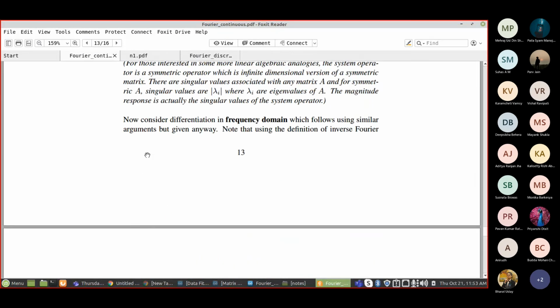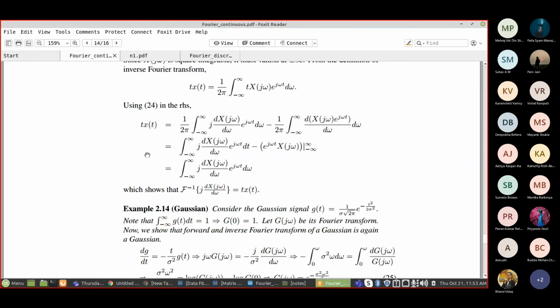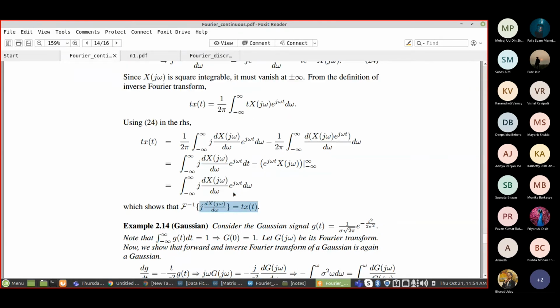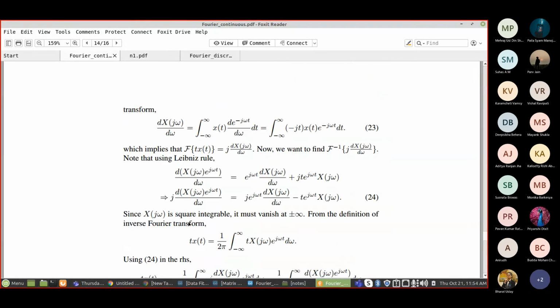So differentiation in time domain leads to multiplication in the frequency domain. This is our property. You can take this j to the other side also. We saw that differentiation in time domain gives you a j omega factor in the frequency domain, and likewise differentiation in frequency domain gives us a minus j times t factor in the time domain. These two properties we are going to use to derive the Fourier transform of a Gaussian function.